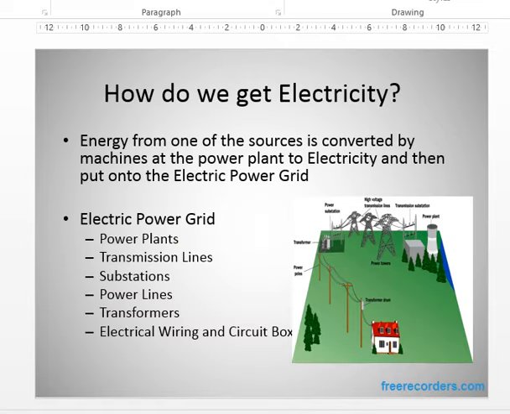How do we get this electricity? Electricity is generated at the power plant with a machine. The machine which generates the electricity is called a generator. The generator converts non-electrical energy to electrical energy, and this electrical energy is consumed with the help of different circuits like power plant, transmission line, substation, power line, transformer and different types of wiring and circuit boxes.